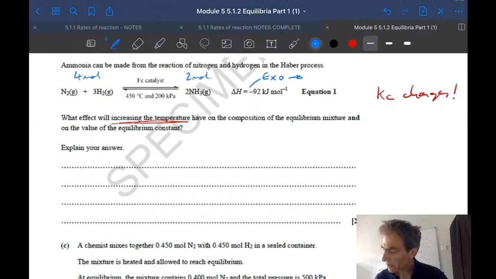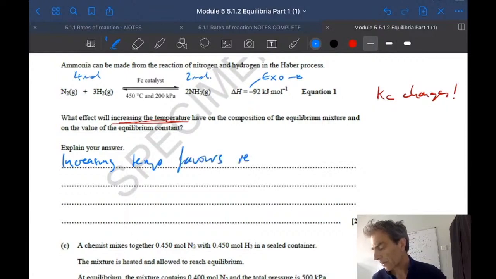Okay, right. So increasing the temperature is going to favour the reverse reaction, okay? Because the reverse reaction is endothermic. So let's get that in. Increasing temperature favours the reverse, and get in what type of reaction it is, favours the reverse endothermic reaction.